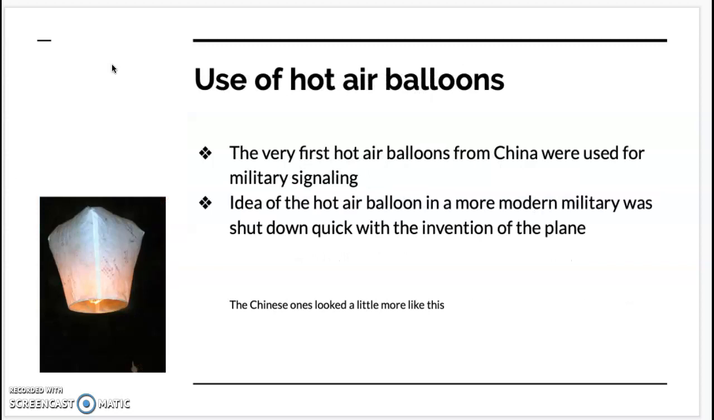Use of the hot air balloons. There's not a whole lot of uses for hot air balloons, but those lantern things were used for military signaling in China in 210 AD. And there were some ideas of it coming into the modern day military, but with the invention of the airplane coming out so soon after the hot air balloon, that kind of shut it down.